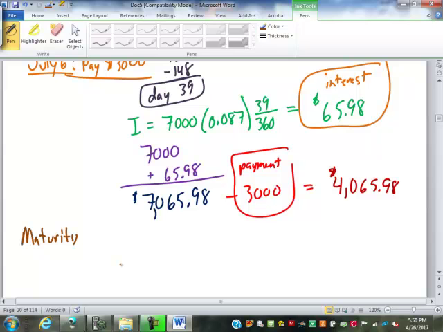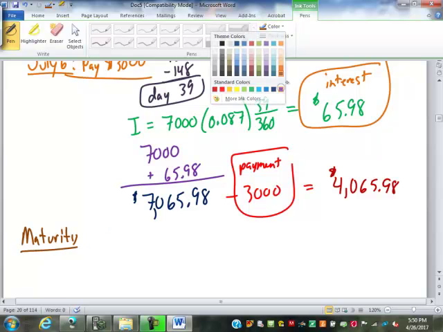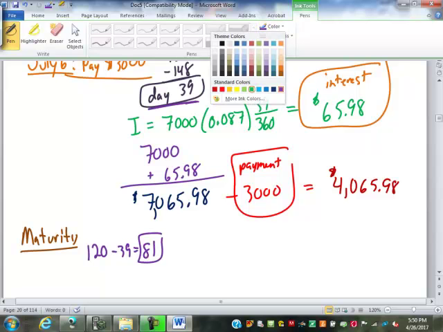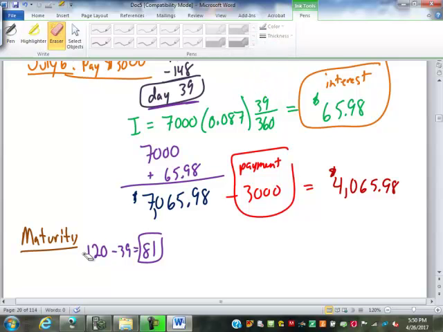Well, 39 days have gone past. We're going to take 120 minus 39, which means 81 more days. 39 days had passed when we figured out this last payment. That means there's been 81 more days between that payment and the end of the loan, or maturity. So where'd you get the 120? Yeah, good question.